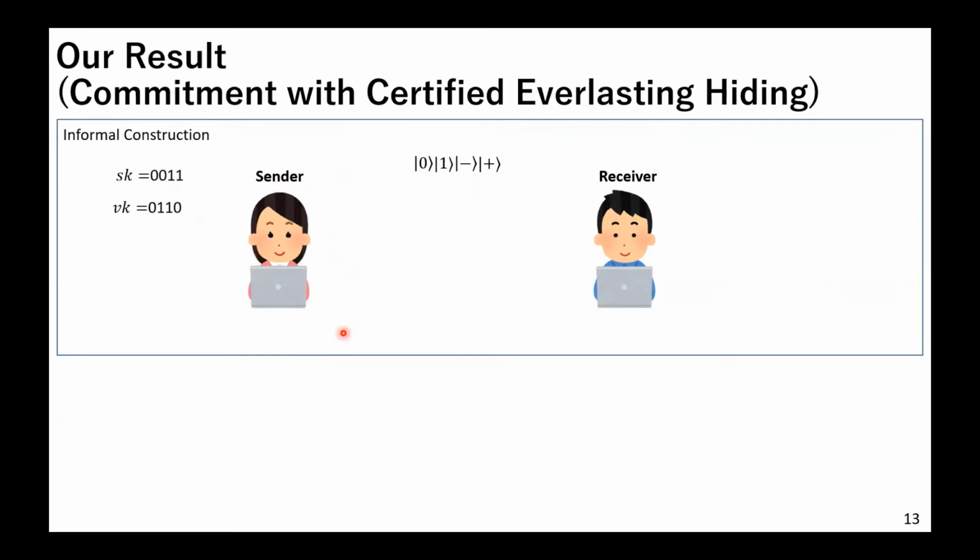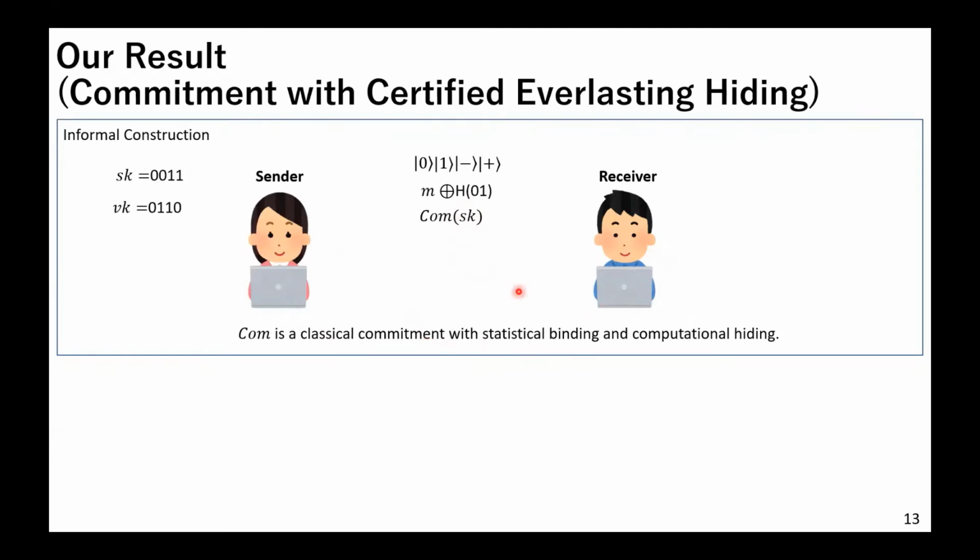Then, the sender encrypts the message M using the bit values of the computational basis states as follows, where H is a hash function. Then, the sender encrypts the secret key using a classical commitment with statistical binding and computational hiding. Then the sender sends them to the receiver as a commitment of the message M.